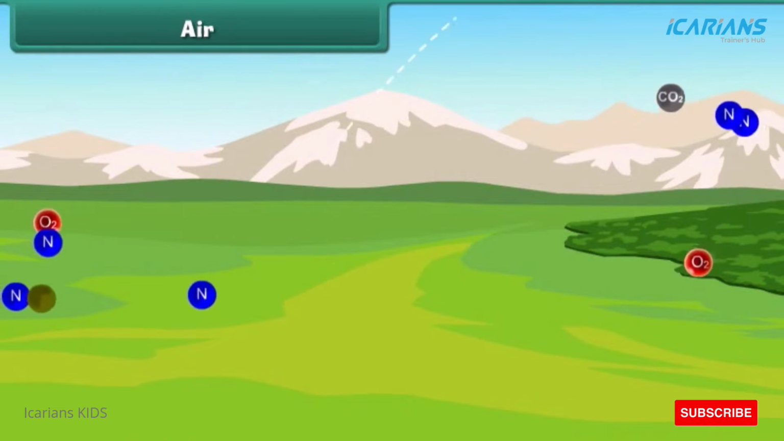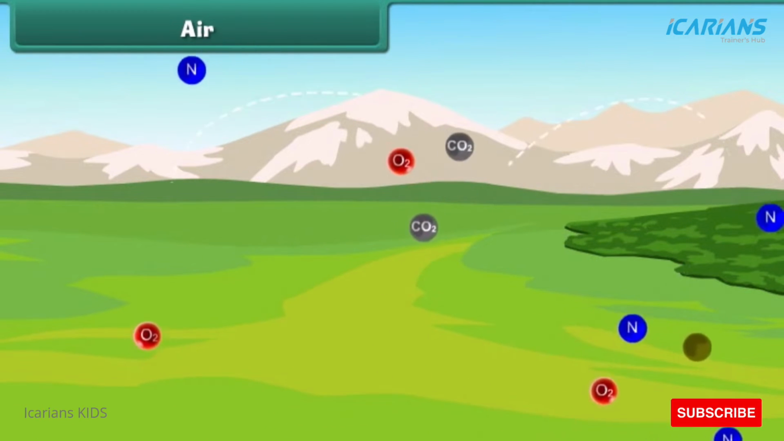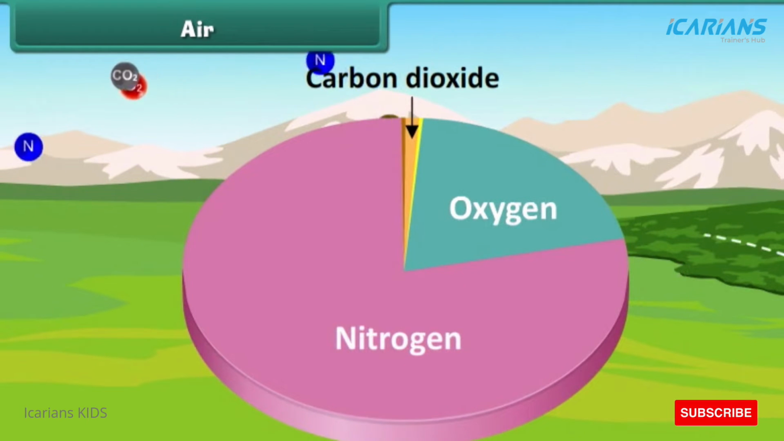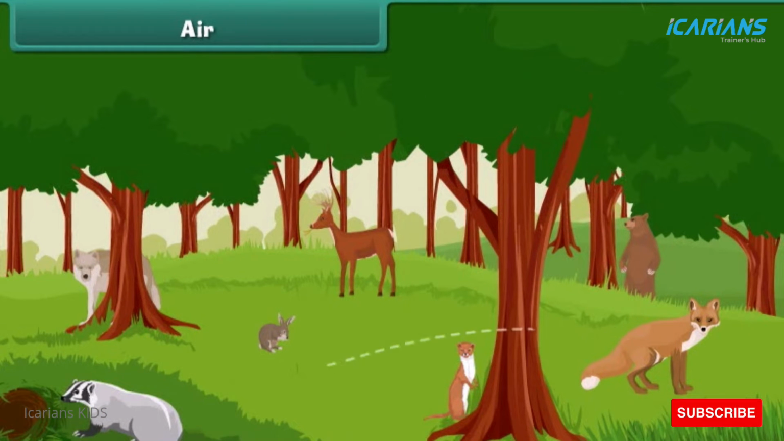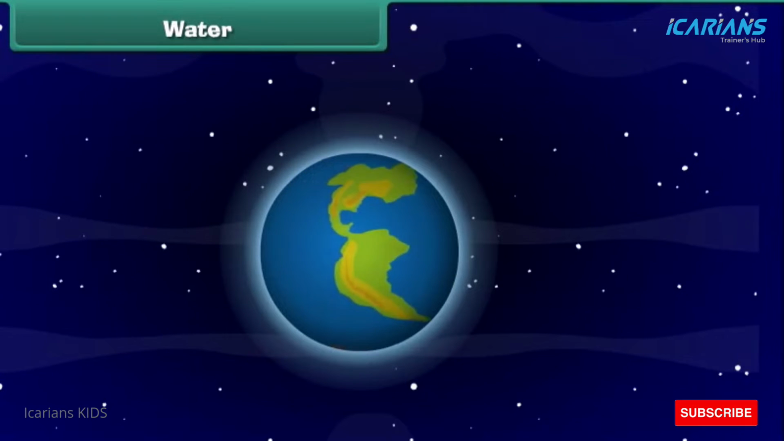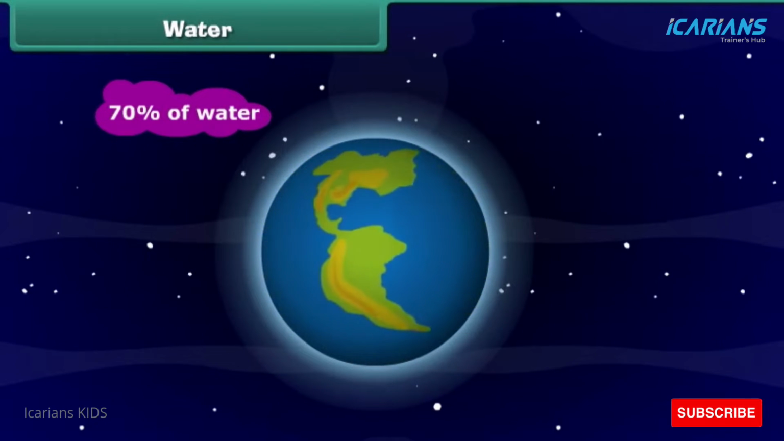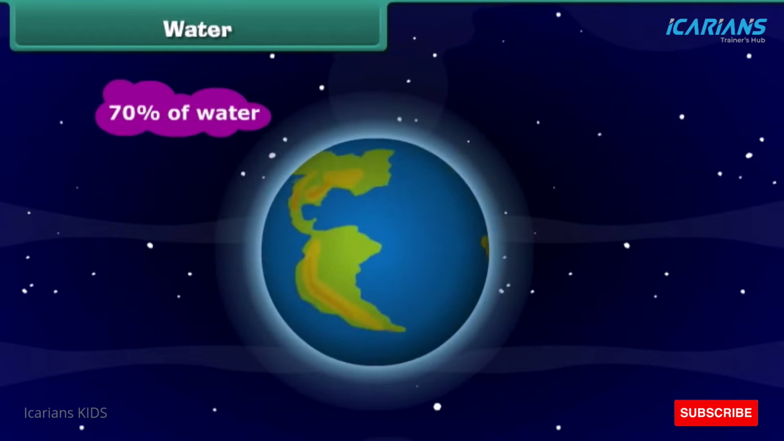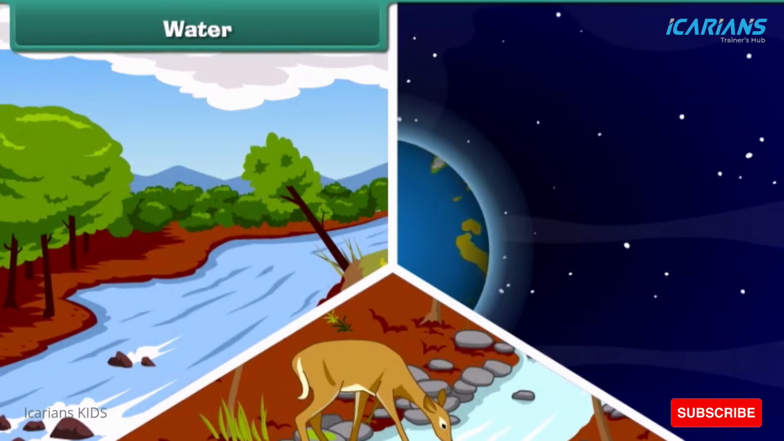Air. Air is another important natural resource. Air is the mixture of gases. It consists mainly of nitrogen, oxygen, and carbon dioxide. Oxygen is essential for the survival of all living things. Water. About 70% of Earth's surface is covered by water. Water is also an important natural resource. It is necessary for the survival of plants, animals, and human beings.